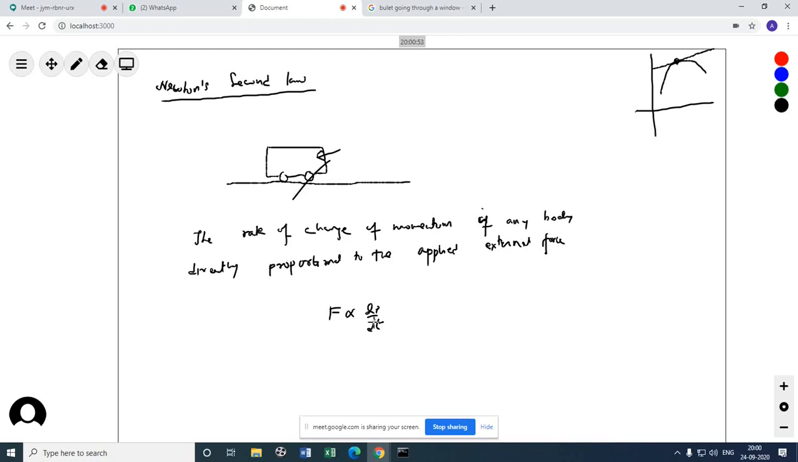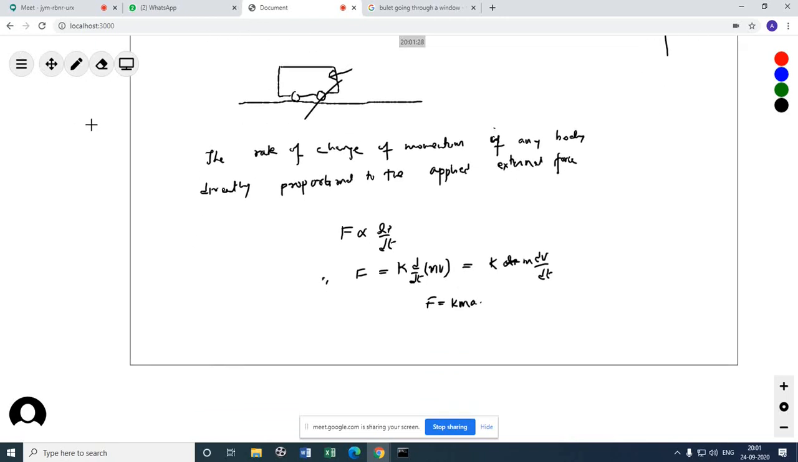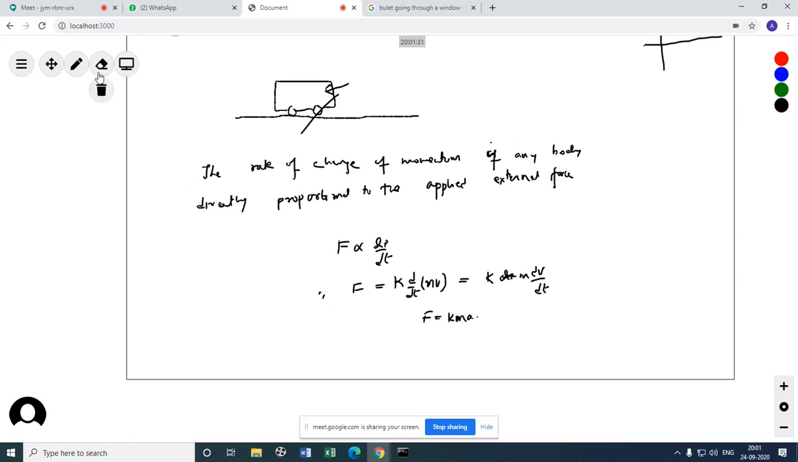Remember that one properly. So we will see that during numericals. F is equal to k d/dt of mass into velocity, that is k d(mv)/dt. Here k is any constant, because whenever the proportional sign is removed we have to bring in some constant. Now, k m dv/dt: what is dv/dt? It is nothing but the acceleration. So force is equal to k mass into acceleration. In standard cases, k is considered to be 1. So we take F is equal to mass into acceleration.